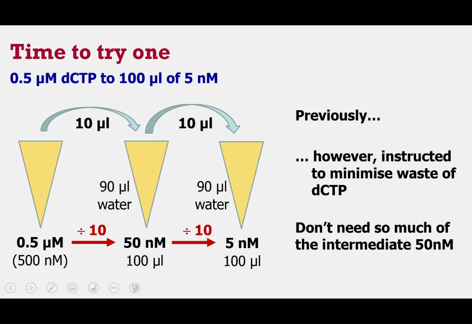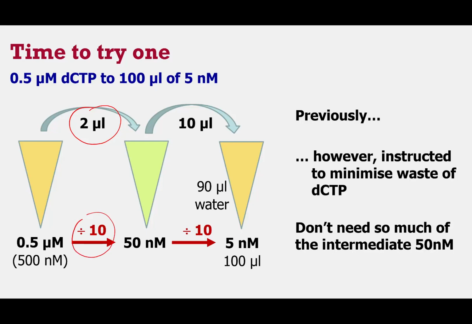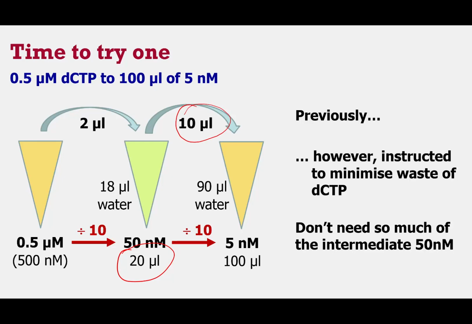So how much are we then going to actually need to make? And so what we've got here then, we are taking our minimum of 2 microlitres. It's a tenfold dilution. So that means we're going to need to make 20 microlitres of our first intermediate, and we'll do so by adding 2 microlitres of the stock into 18 microlitres of water. Now that's sufficient because we've got 20 microlitres overall, and we're going to take 10 microlitres of that. So that's fine. We've ended up not wasting 8 microlitres of our original dCTP stock.